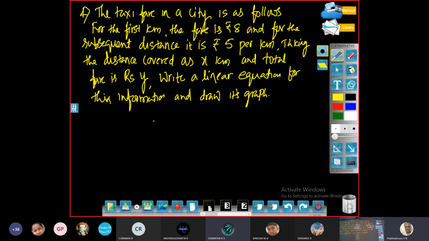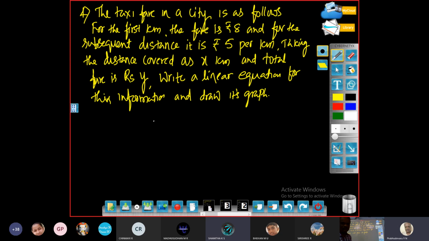So we have to take y = 8 into 1 plus (x minus 1) into 5. We have to simplify this equation next. Then we will get y = 8 + 5x minus 5. Then we will get y = 5x + 3. Good, Shamita. Let us see now.